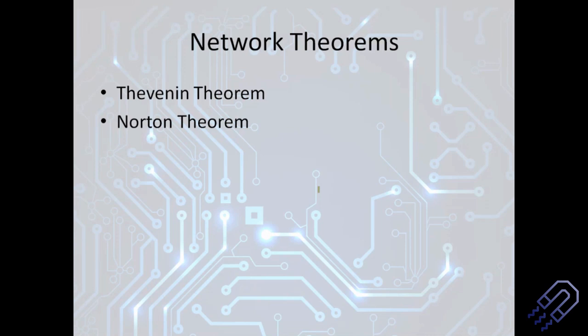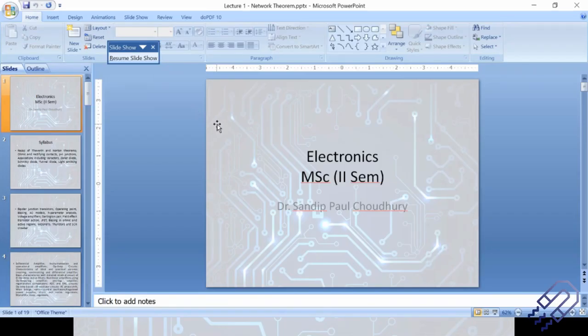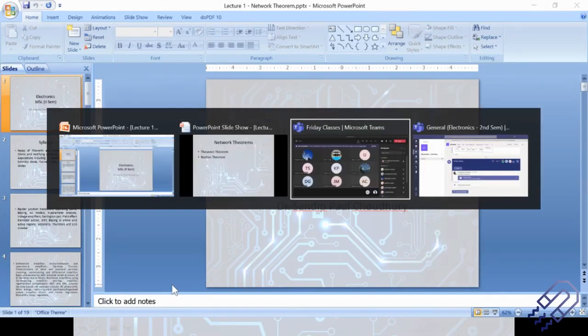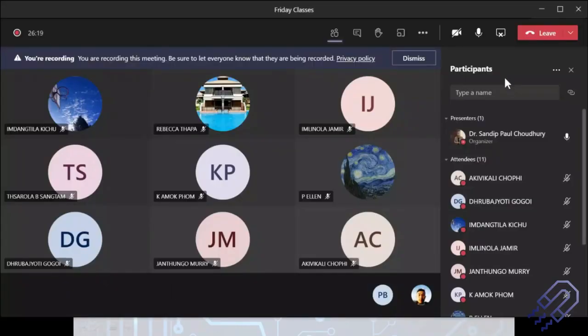So the first unit, if we start with the basics, is something which we call the network theorem. Okay, so I'm just going to talk about two network theorems here. There are a number of theorems, but two of the most important network theorems are Thevenin theorem and Norton theorem. Whenever we have a circuit, one of the important things that we want to do is simplify the circuit. Okay, so that is very important.